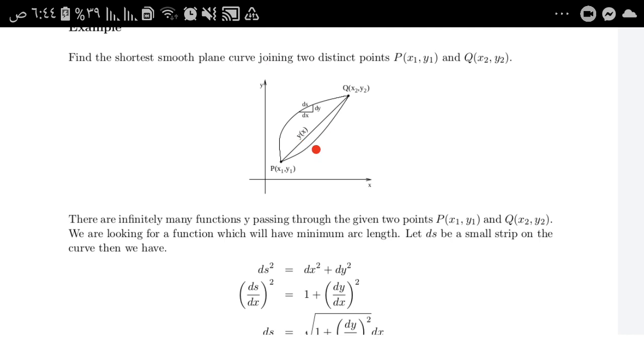For example, you can see three curves in this plot. You can see three curves that join the points P and Q. Which one is the shortest that is also smooth?